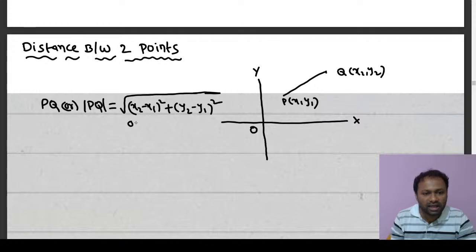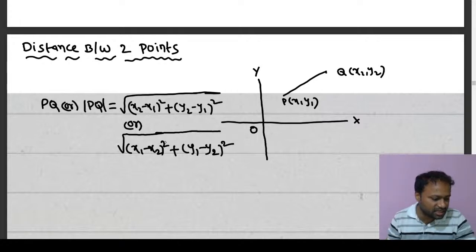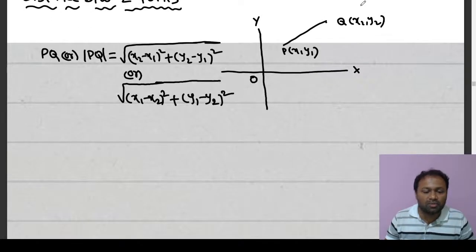You can write in another form also. What is that form? Under root of x1 minus x2 whole square plus y1 minus y2 whole square. In this way also you can write, because square is there, then the problem is nothing. Okay, this is about distance between 2 points. Distance between 2 points we got, and now I am going to see one more condition.